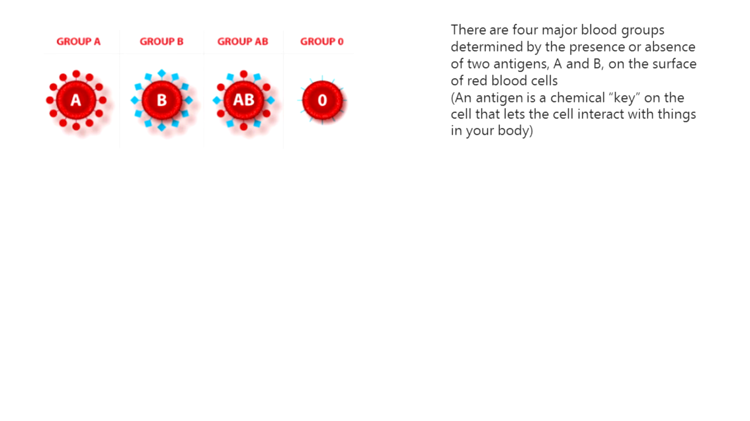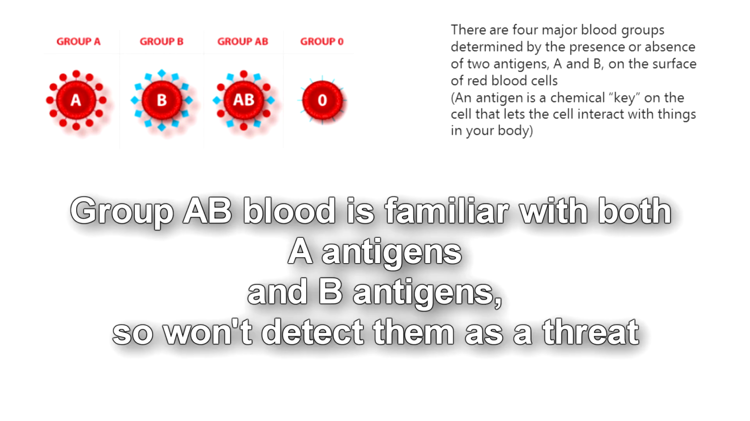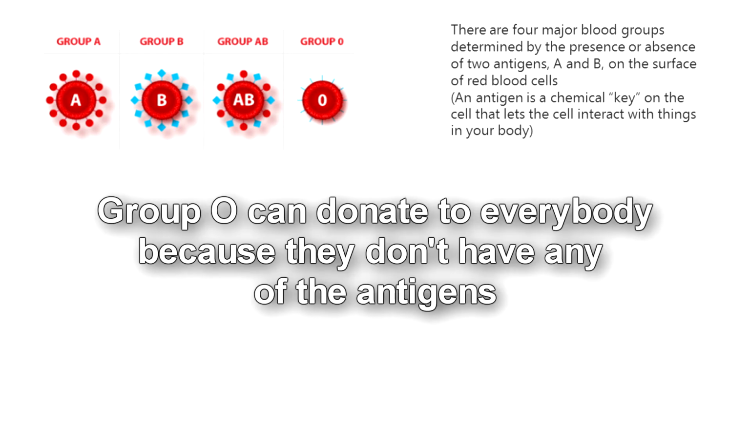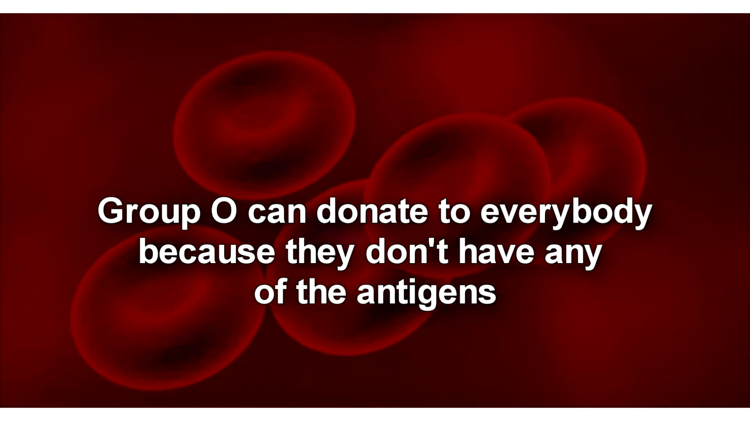Group AB is pretty cool because Group AB can receive blood from Group A and blood from Group B and blood from Group AB and blood from Group O. Of these four types here, who do you guess would have the easiest time donating their blood to people? You guessed it, Group O has the easiest time donating their blood to everybody because they don't have any antigens at all, and so their blood wouldn't get detected as a threat by anybody.